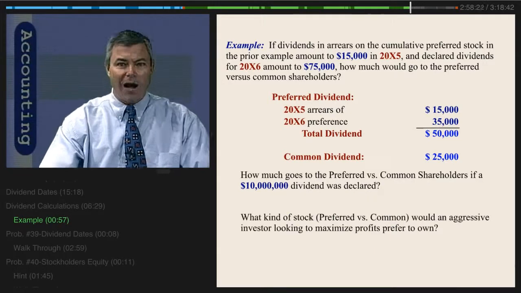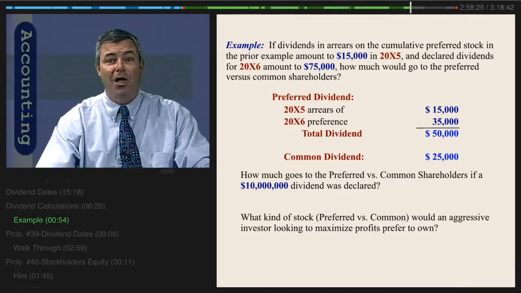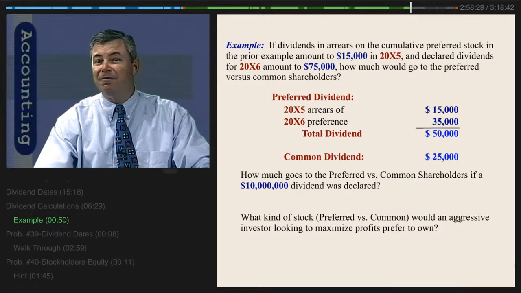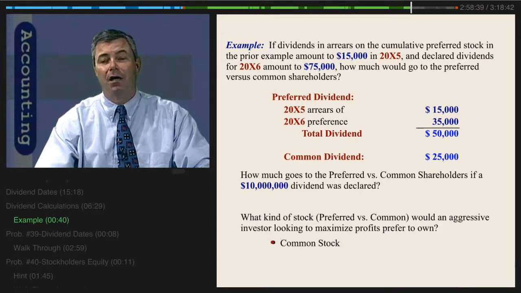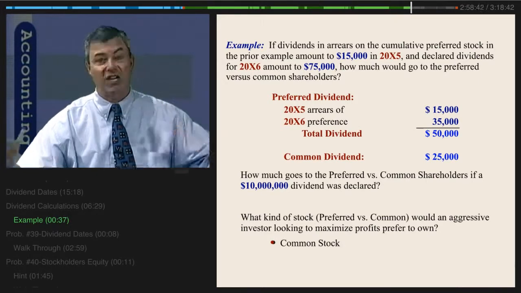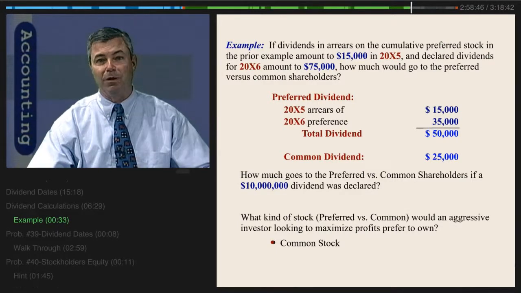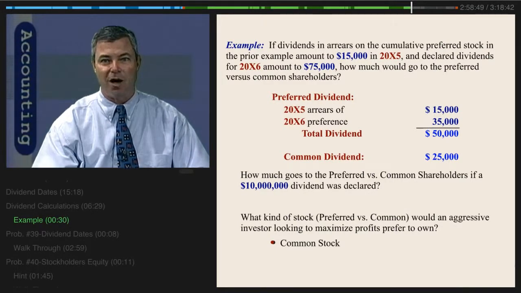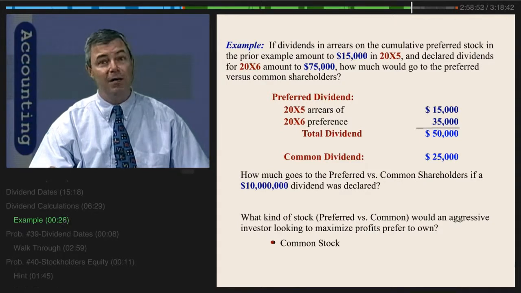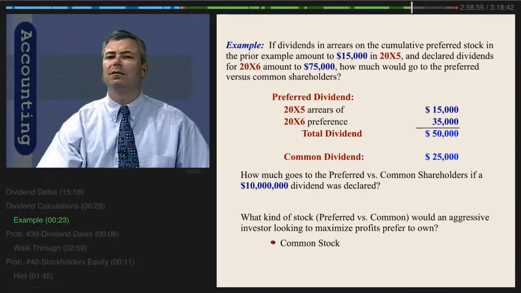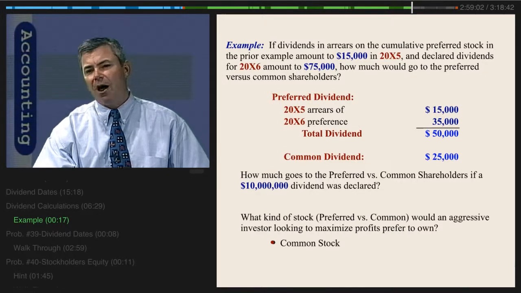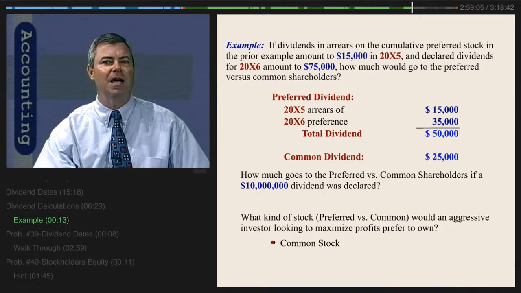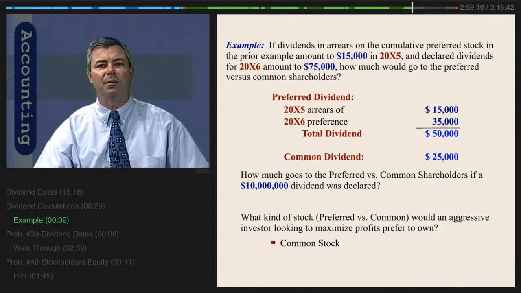Let me ask you, what kind of stock, preferred or common, would you be interested in investing in if you were an aggressive investor looking to maximize your profits in the future? Well, you're going to want common stock because the sky is the limit. If this company becomes very profitable, the common shareholders are going to share in all of that excess profit. The preferential right is really very limited, but preferential in priority. And again, the investors that buy preferred stock are usually those people that are more interested in some kind of fixed income and do not want the risk associated with common stock ownership.